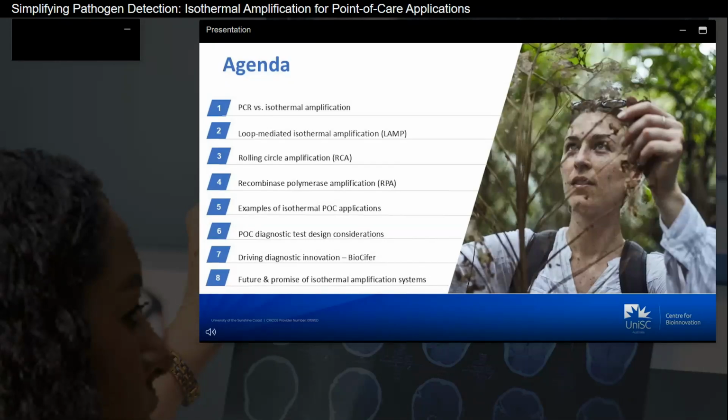After that, I will share some real-world point-of-care applications using isothermal methods. We will also discuss important considerations in designing diagnostic tests for point-of-care use. Then I will highlight how BioCipher, an Australian biotech company, is driving innovation in this space. And finally, we will look ahead to the future of isothermal amplification systems and their potential.